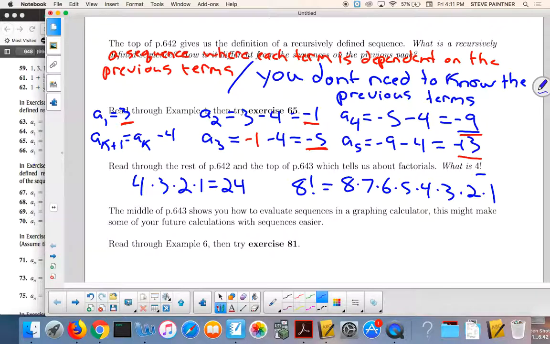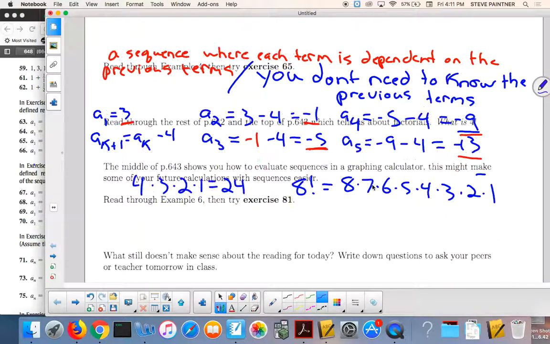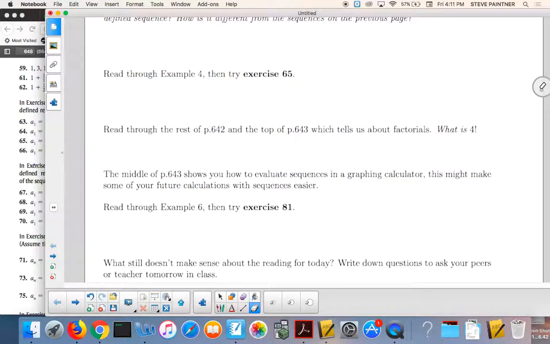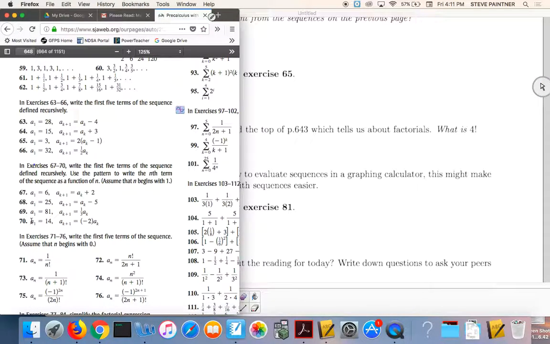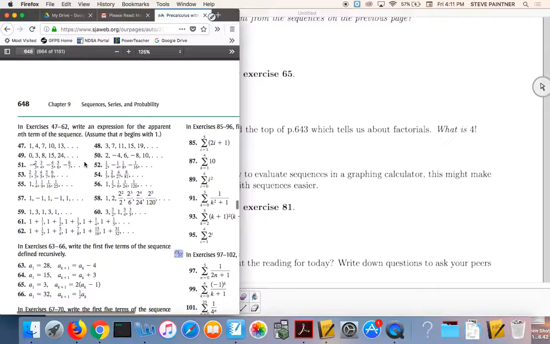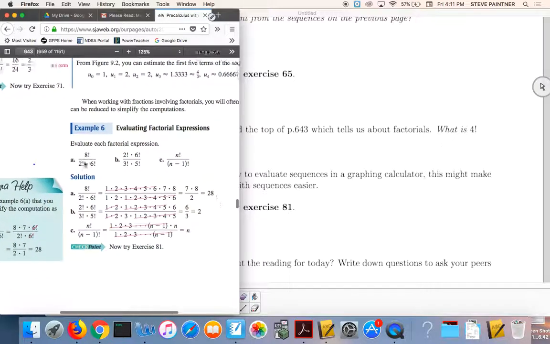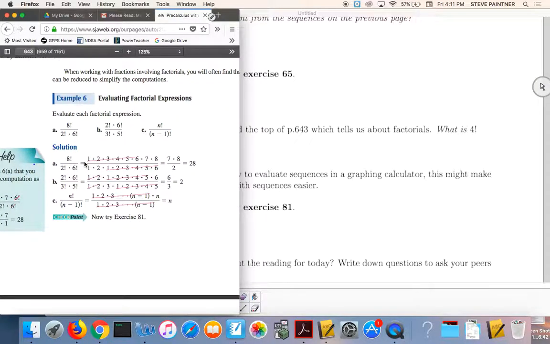Okay, I believe this is the last thing we need to do. So it wants us to do exercise 81. But before we do that, we want to read through example 6. So I'm going to go to example 6, read through that really quick, and then we will go through that exercise. In example 6, it's just having us evaluate factorial expressions. So there's not even really anything here with sequences. It's just having us do a little bit of number crunching.